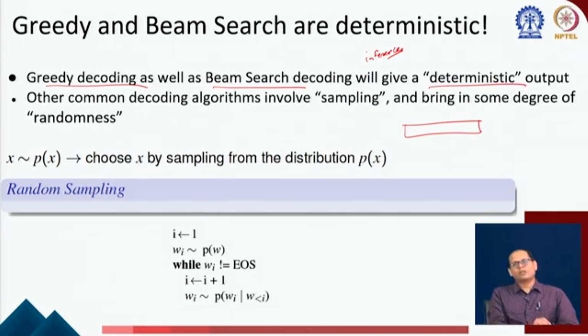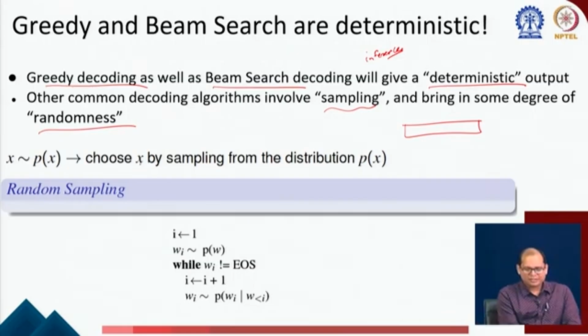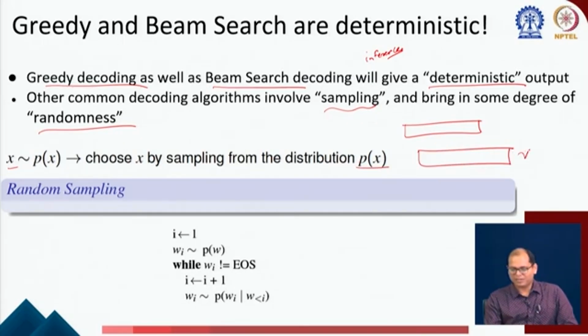So there are other decoding algorithms that help in this case, and they involve sampling. They have some randomness involved. You would sample a token rather than just selecting the highest probability or k highest probability tokens. So they bring in some degree of randomness. How do these work? Let's use this notation to denote that I am choosing x by sampling from a distribution P(x). And what is our distribution? On my vocabulary space, I have a probability for each token to be generated. I want to choose x by sampling from this.